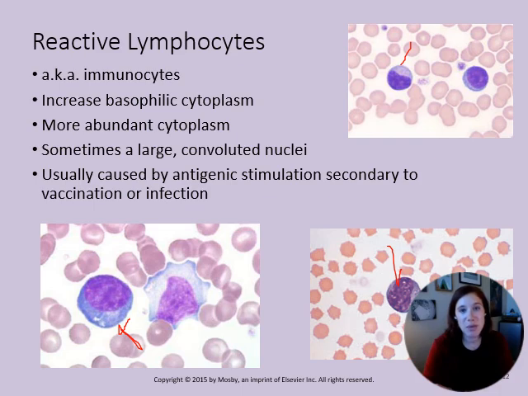They're sometimes going to be larger and have a convoluted or lobular shape, not that perfect circle for a lymphocyte. And they're usually going to be caused by an antigenic stimulation secondary to a vaccination or an infection. So the body's like, whoa, whoa, whoa, what is going on? And the lymphocytes are the ones that are freaking out. So we can have the reactive lymphocytes.